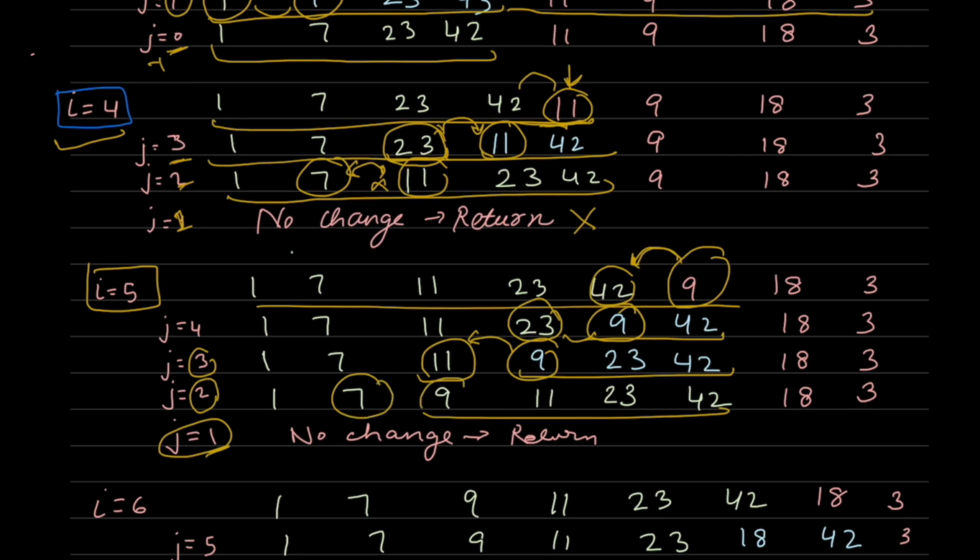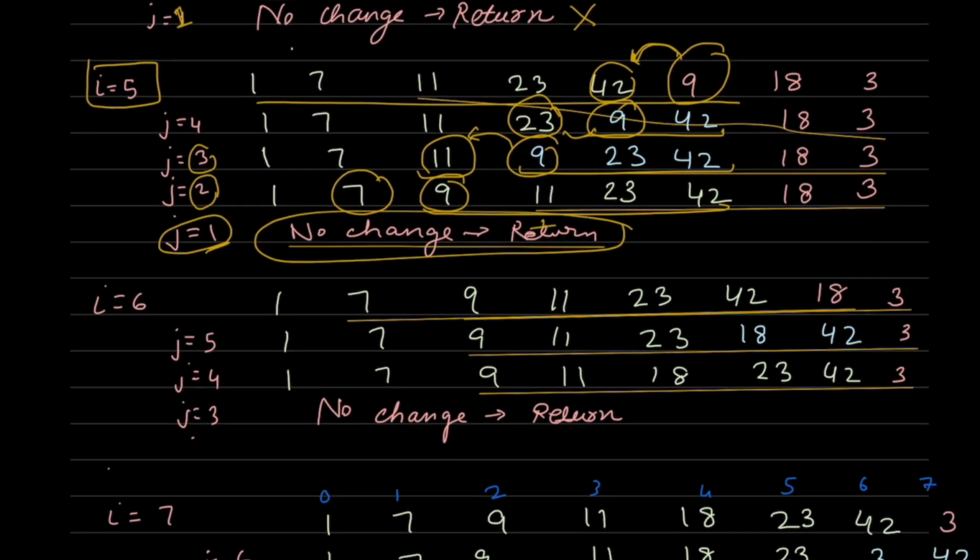We compare 7 with 9, but here 7 is already smaller than 9, so we do not move any further, and there is no change. We just return from the function.